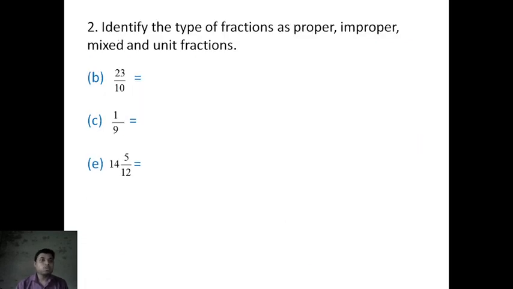Now, question number 2. Identify the type of fractions as proper, improper, mixed and unit fractions. You already learned it. You can easily answer it. Now here, 23 by 10. Look, 23 is greater than 10, so if the numerator is greater than the denominator, it will be an improper fraction. Now look, 1 by 9, numerator 1 and denominator more than 1, unit fraction.